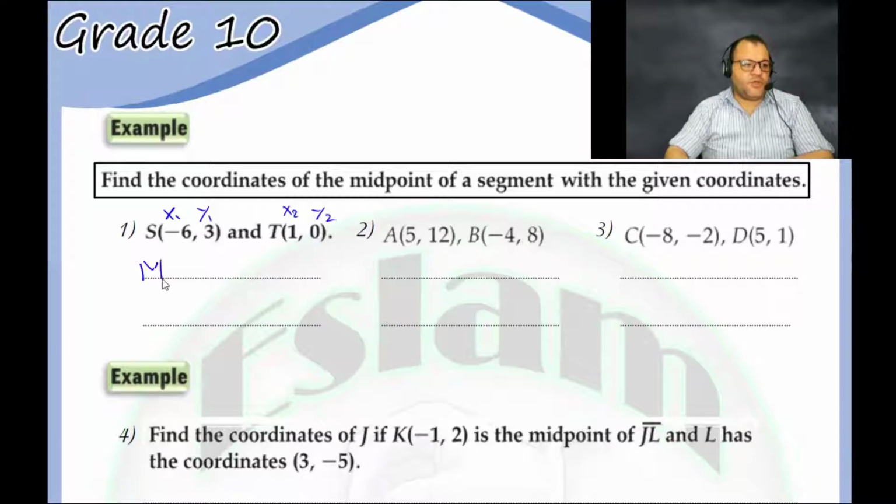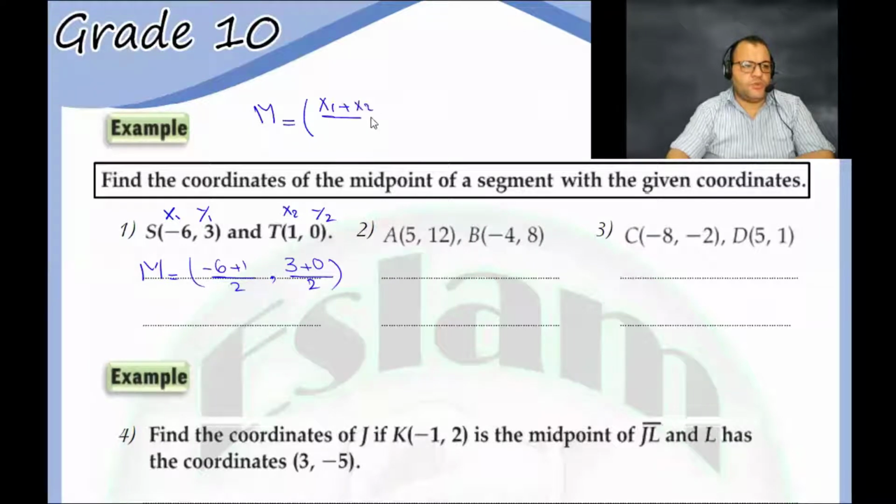We say the midpoint, capital M, will be negative 6 plus 1 over 2 and 3 plus 0 over 2, because the midpoint equals x1 plus x2 over 2 and y1 plus y2 over 2. So what is the value for this one? It will be negative 5 over 2.